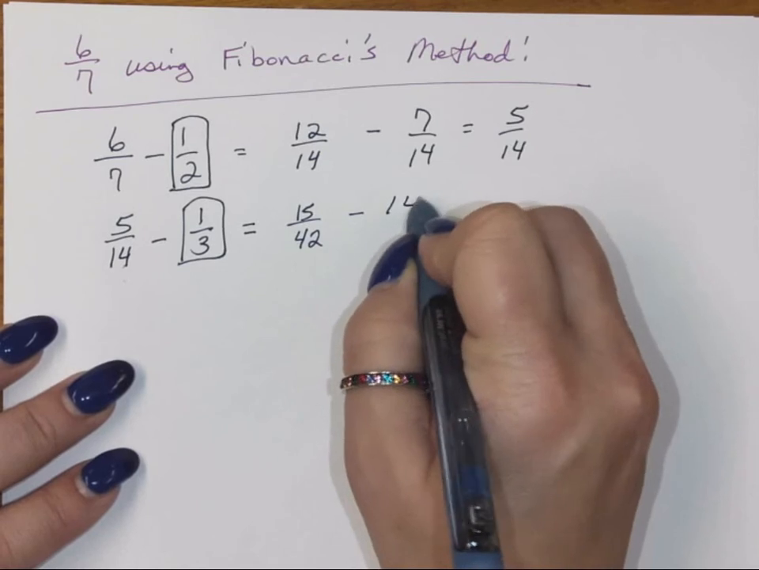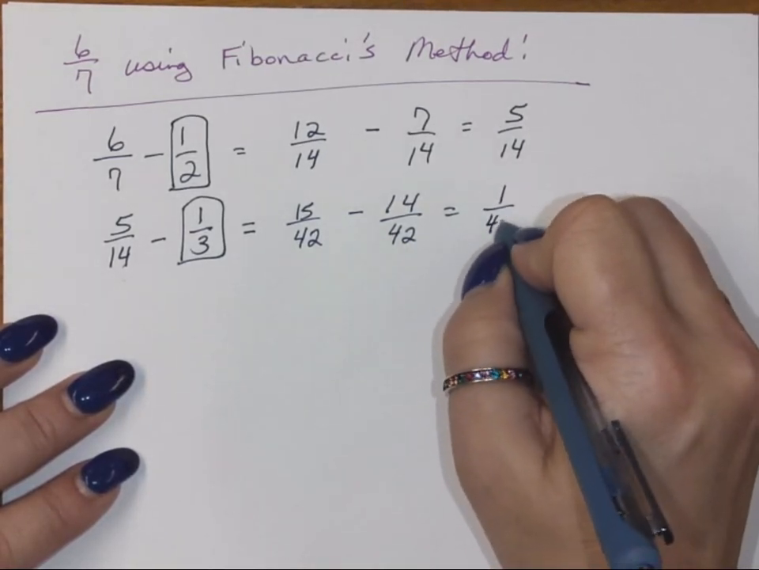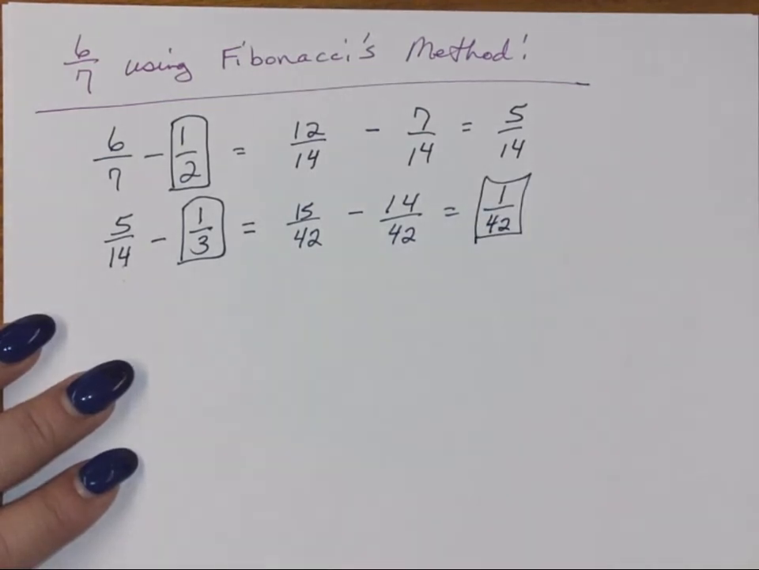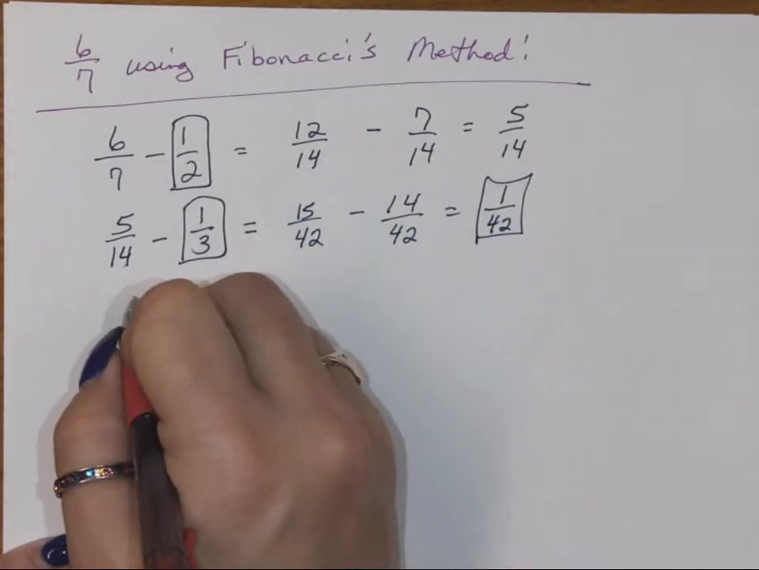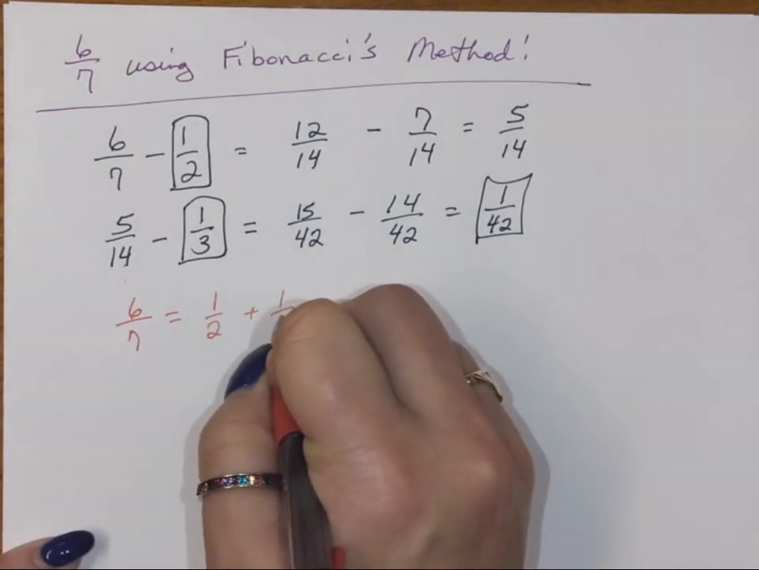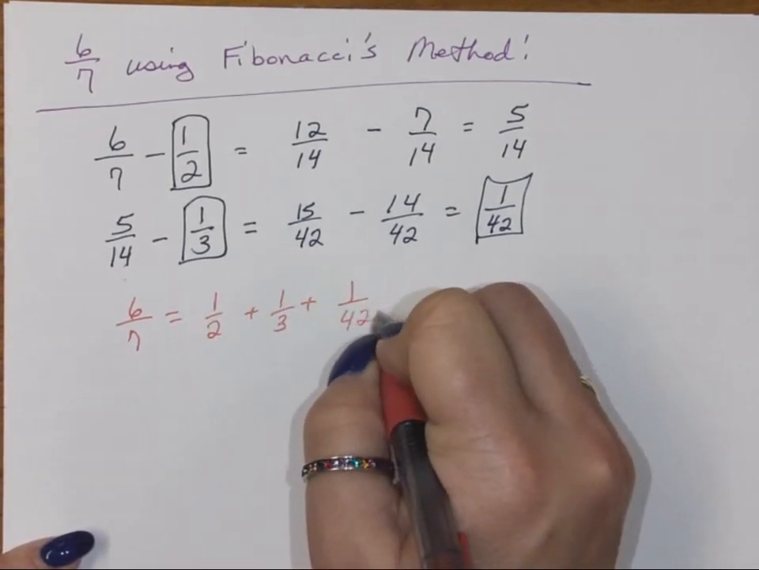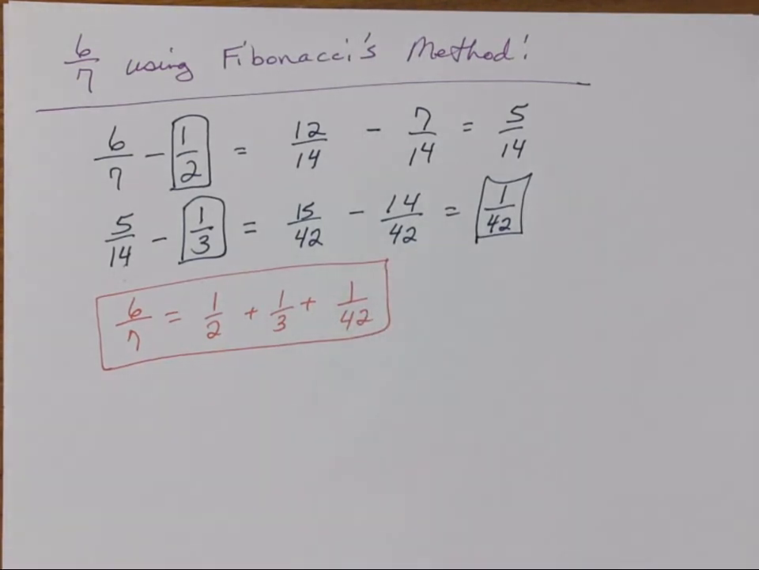15 42nds minus 14 42nds. Check me, make sure my arithmetic is good. And that actually does give me a unit fraction, so 1 over 42. So hopefully play with it a little bit. Make sure you're getting the same thing we are. And when you're done, come back and write it as the sum of unit fractions, because that's the way the Egyptians did it. Yay! So I've got 6/7 is equal to 1/2 plus 1/3 plus 1 over 42.